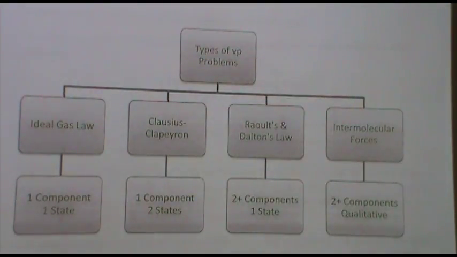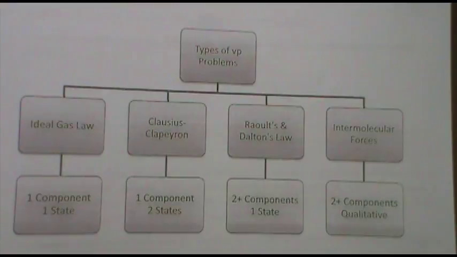If you have one component and one state, so basically one compound, one state, you're going to use the ideal gas law. We did a problem like that in our class. If you have one component but two states, that means a pressure and temperature and another pressure and temperature, two states. This is only one pressure and temperature. This would be two points. Use Clausius-Clapeyron.